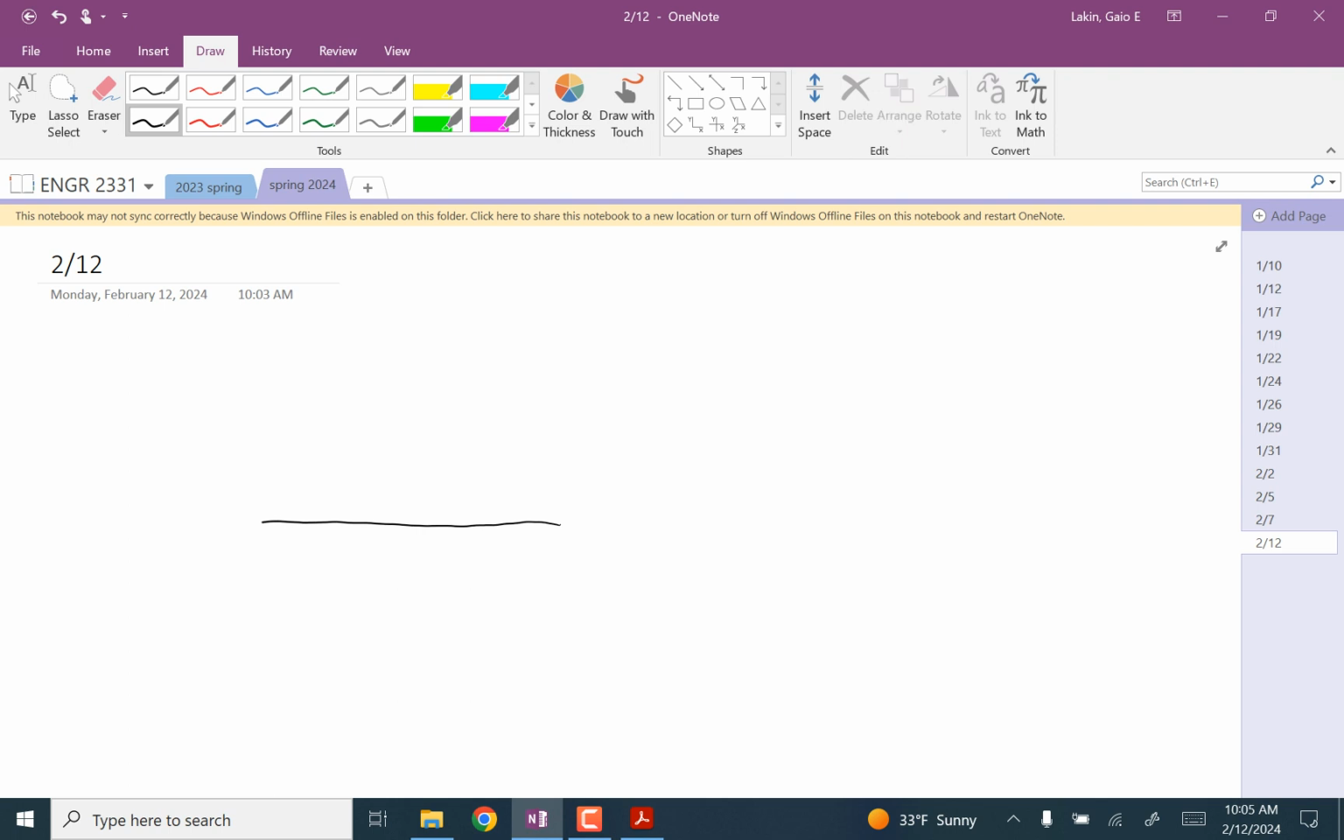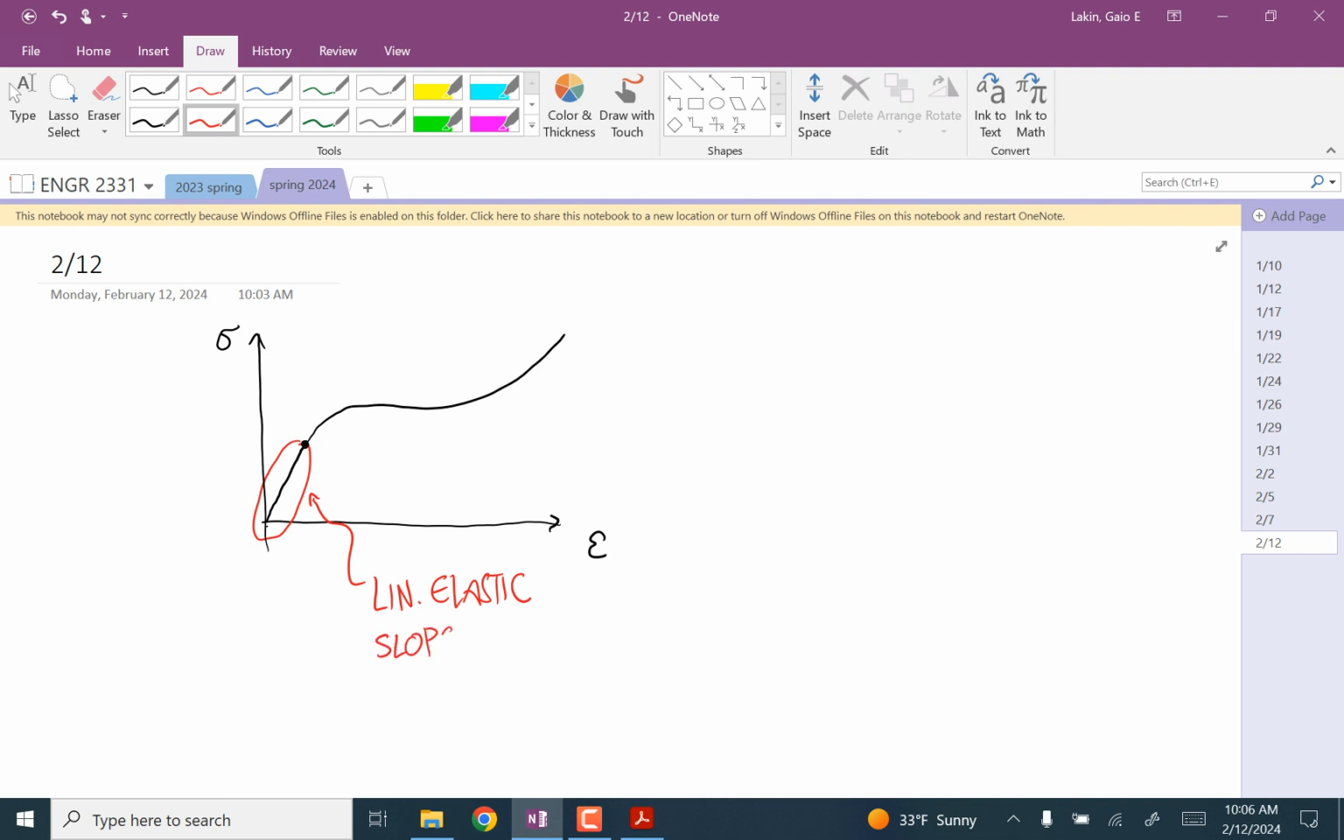The stress strain curve does a bunch of funny stuff, but before it does funny stuff, you have the linear elastic region, you know. This is the linear elastic region. And the slope of the graph in there is E. So you calculated E from, yeah.